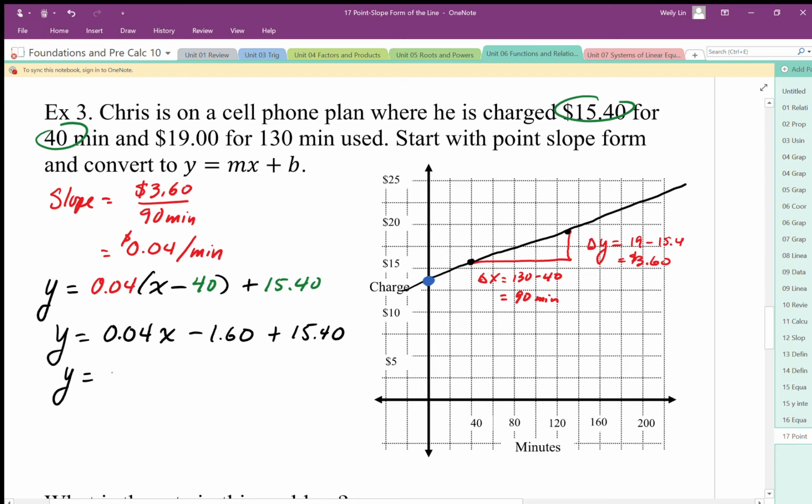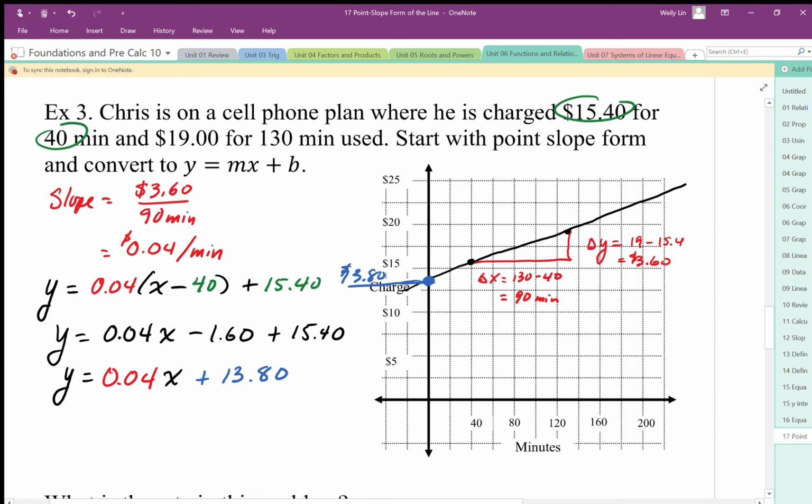When I combine my like terms, I'm going to make sure I can see my slope clearly. That's still my slope. I'm going to times it by the number of minutes. And my y-intercept now becomes $15.40 minus $1.60, which is $13.80. That represents my initial charge, $13.80.